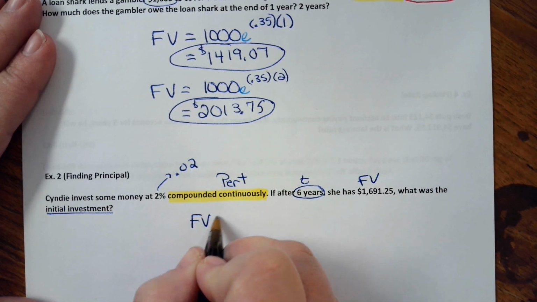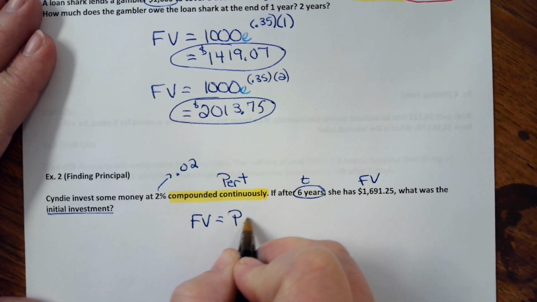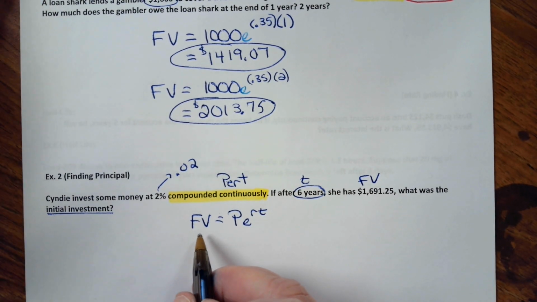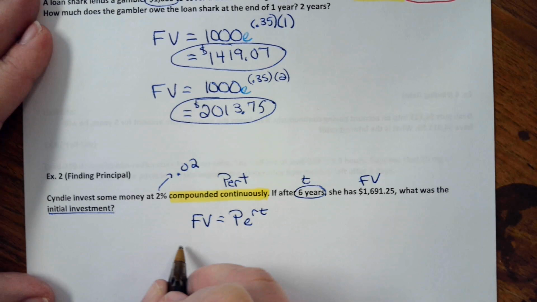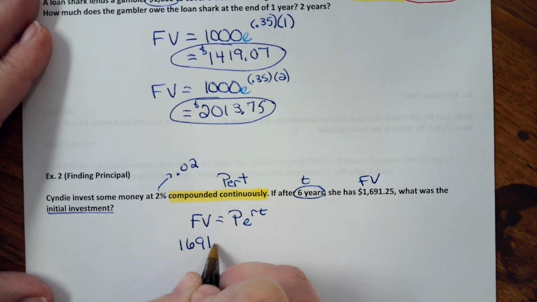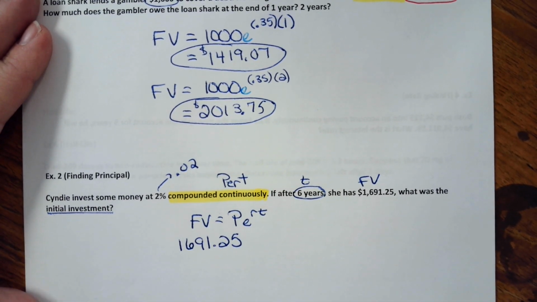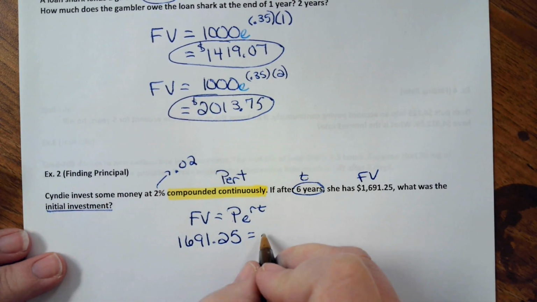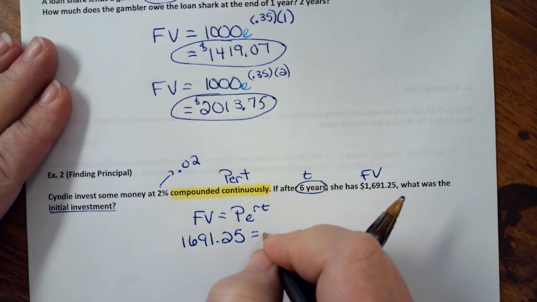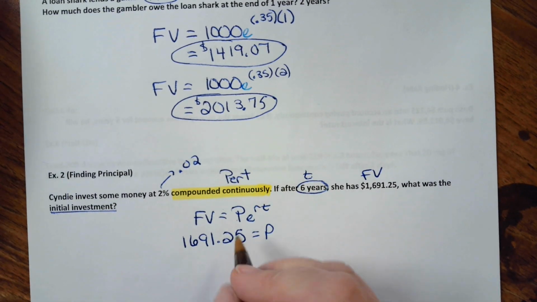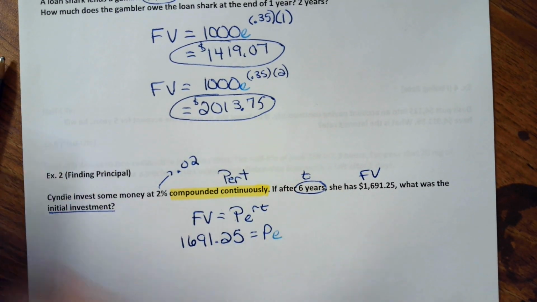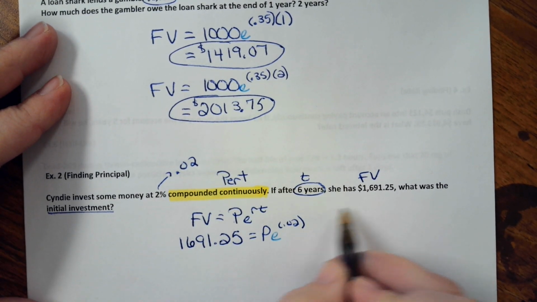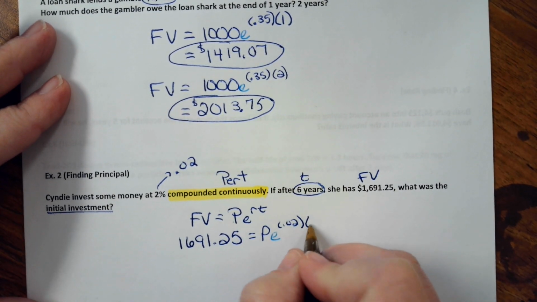The future value is equal to P times e raised to the rt. Our future value, or final value as some people call it, was $1,691.25. We don't know the P, so that's going to be our unknown. So I'm just going to leave that as P. We've got e raised to our rate, which is 0.02, and then our time is 6.